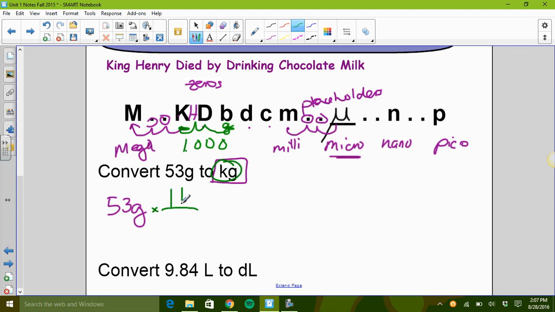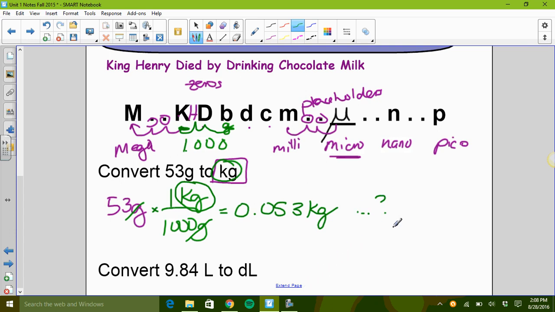So I'm going to put 1 humongous kilogram has lots and lots and lots, 1,000 to be specific, grams in it. So what happens is the gram that's on top and the gram that's on the bottom cancel each other out because they're opposites of each other. The only unit left is kilogram, so when I plug this in my calculator, or you can maybe do this in your head, 53 divided by 1,000 is 0.053 kilograms. Then you should question yourself, does this make sense? Yeah, it totally makes sense.